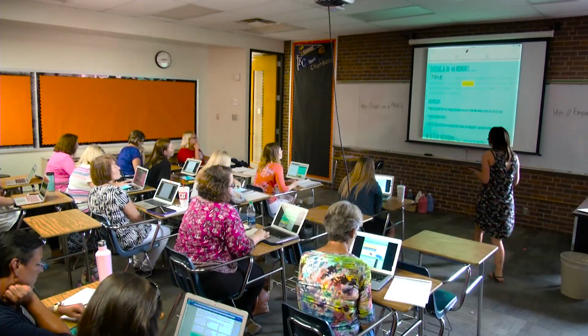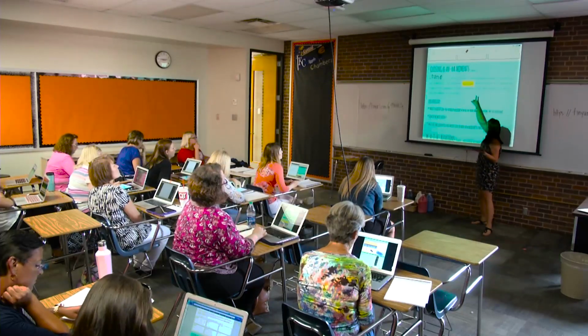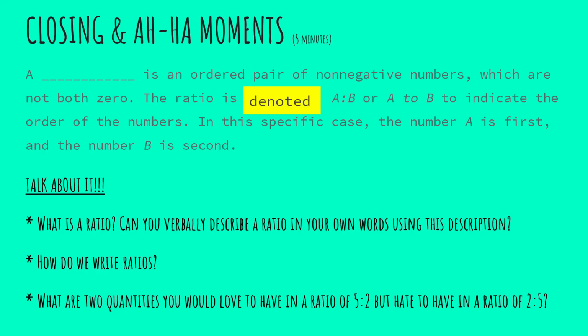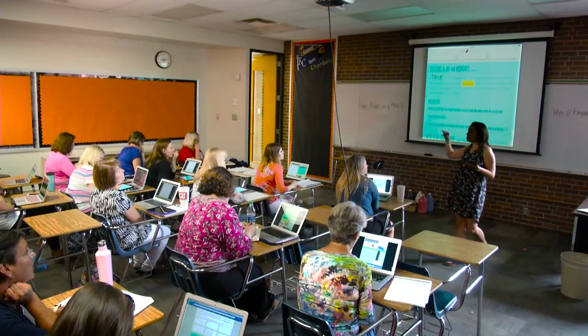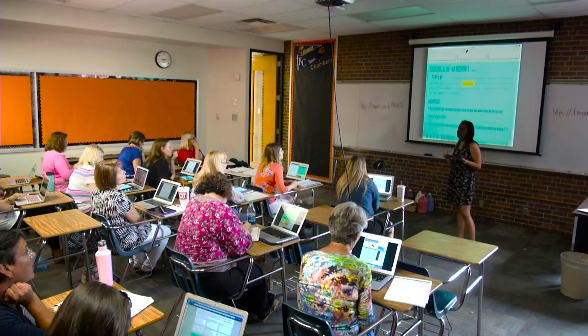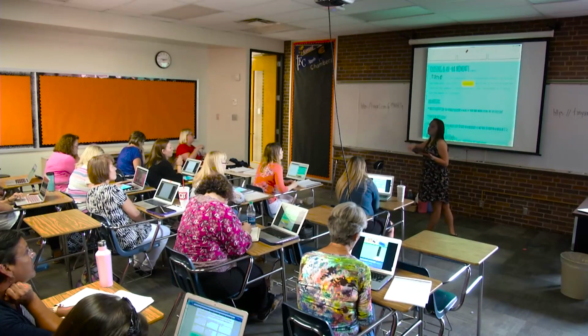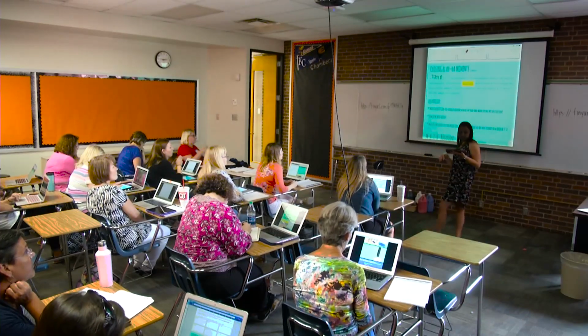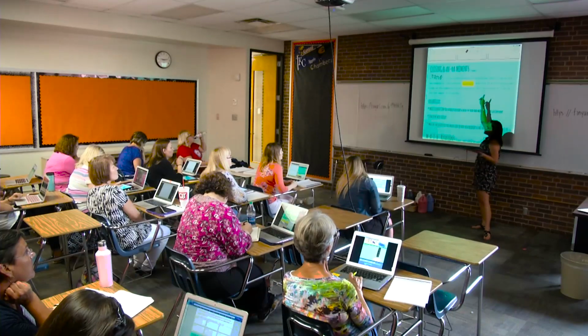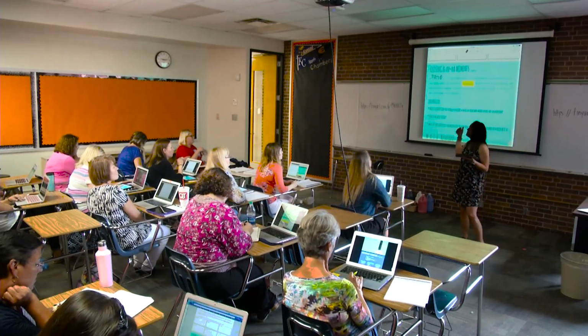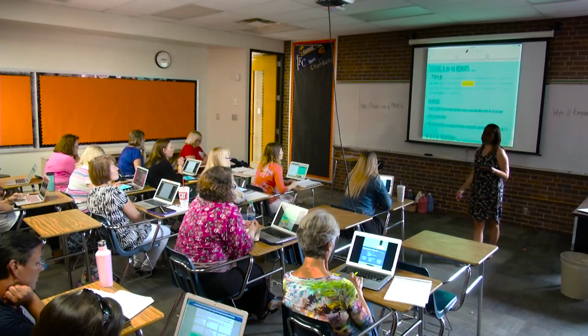The ratio is denoted, new vocab word that a 6th grader might not have seen before. So I would explain that denoted means that it's written A to B with that colon, or A to B with the word to. Remember, we don't really want to teach a ratio as a fraction unless we have to teach that multiplicative value, and then we want it to say A over B for the most part. And this, the way that it's written, is going to tell us the order of numbers. So in this specific case, the number A is first and the number B is second.